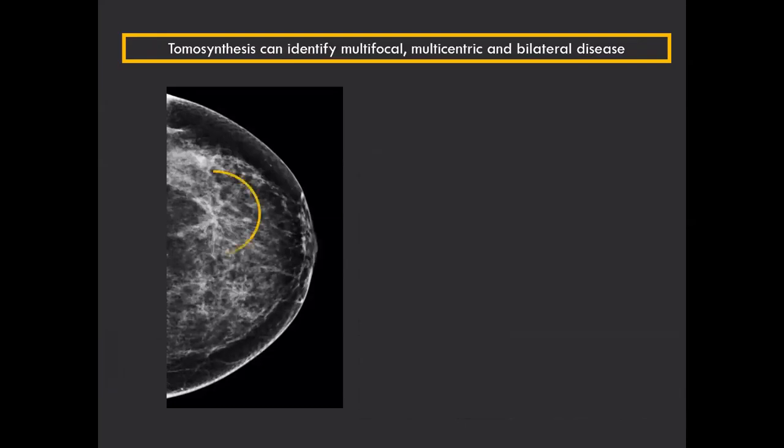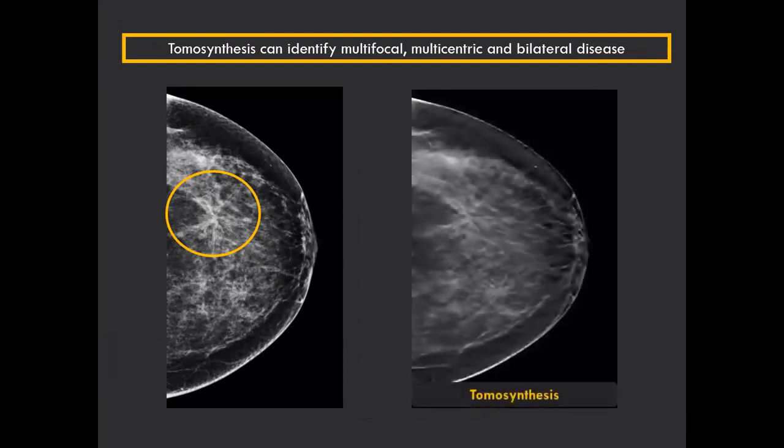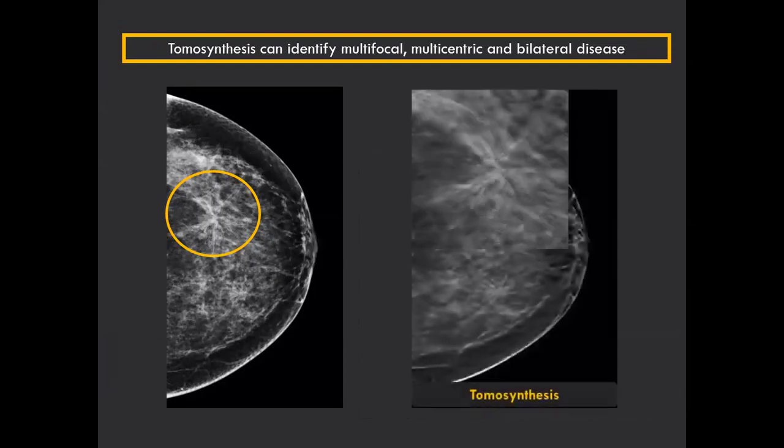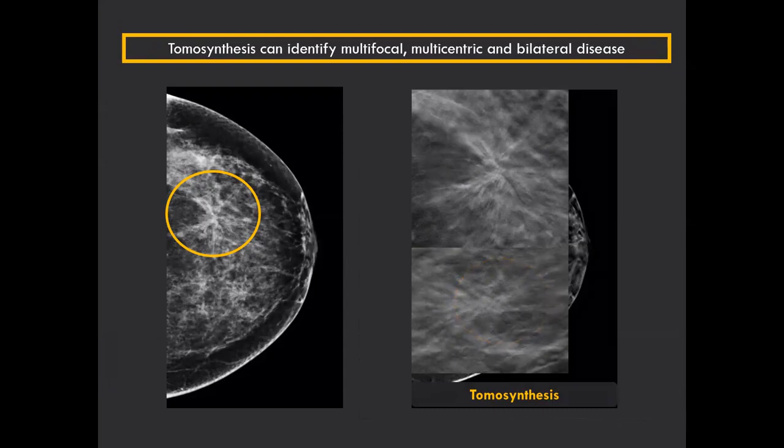This is another case. She had a lesion here in the left breast, but on the tomosynthesis, the lesion became more evident as a spiculated mass lesion. It was not only one lesion; there was another lesion here, seen in the inner quadrant, and now we can say that we have a multicentric carcinoma of the left breast.